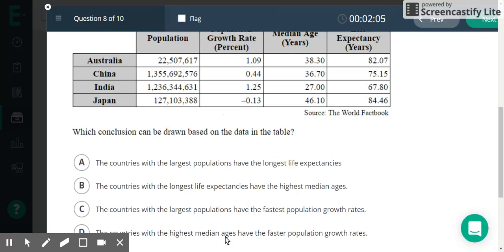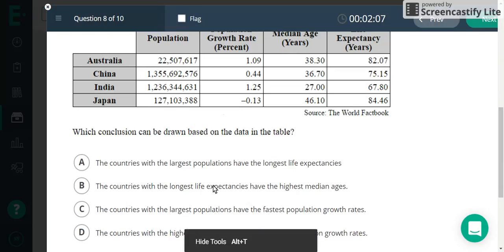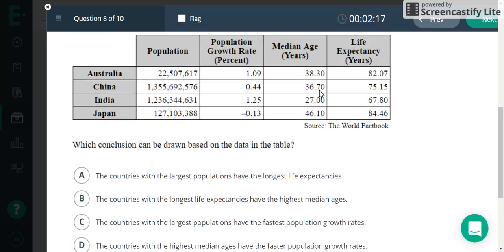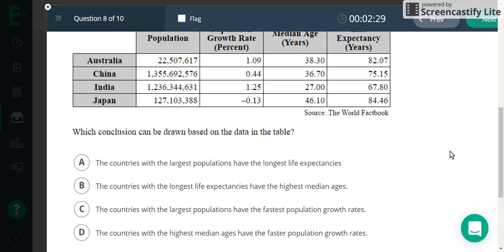And then D, the countries with the highest median ages have the fastest population growth rates. So similar thing. We look at the highest median ages, 38 and 46 for Australia and Japan. Do they have the highest growth rate? 1.09, negative 0.13. No, they don't.